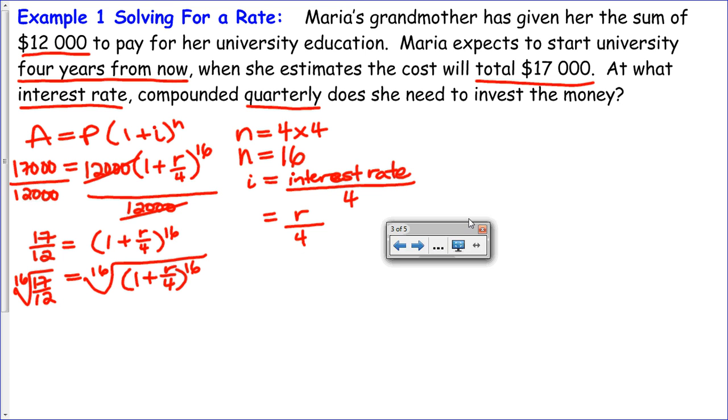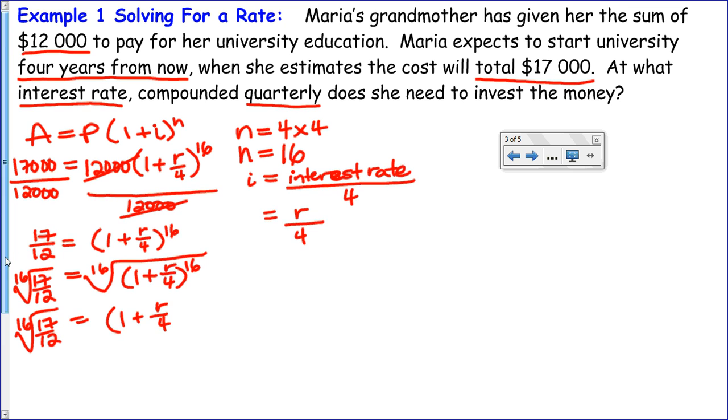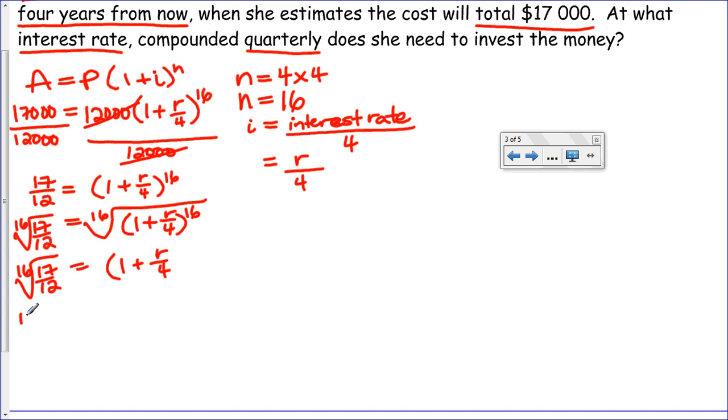Okay, now the right-hand side is going to reduce to just 1 plus r over 4, because by taking the 16th root, we've canceled those out. And I have the 16th root of 17 over 12. Now, if you wanted to, you could rewrite this as a rational exponent: 17 over 12 to the power of 1 over 16. Some of you might prefer that on your calculator instead of doing the 16th root. That's the same thing. And over here, I have 1 plus r over 4.